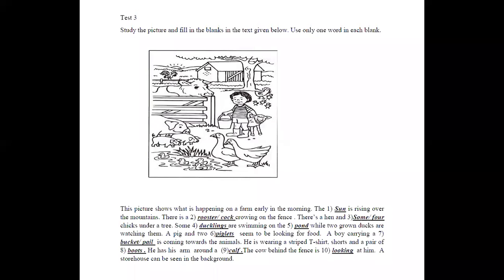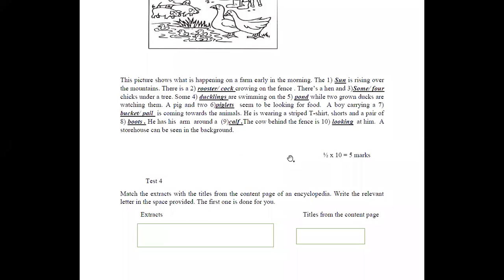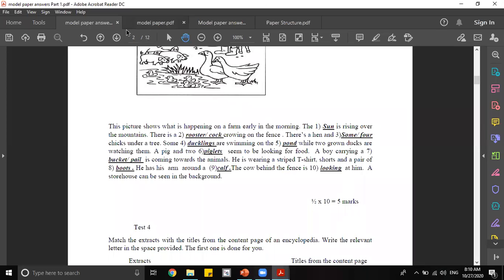Then the other sentence: the cow behind the fence. Now you can see in the picture there is a cow behind the fence. Is doing what? Looking at him. Yes, definitely, you can see in the picture the cow is looking at the boy. So you can use the word looking for the 10th blank. So the final sentence is: a storehouse can be seen in the background.